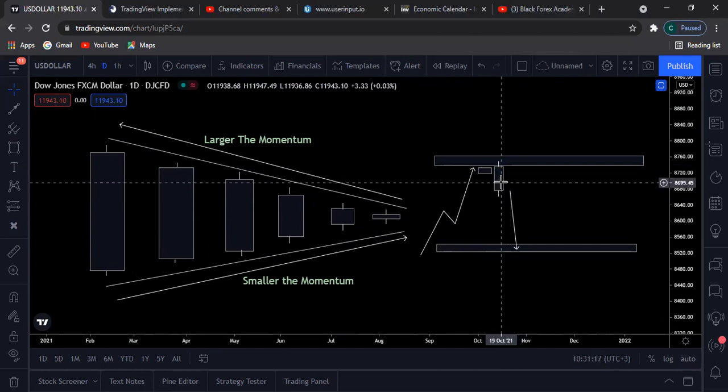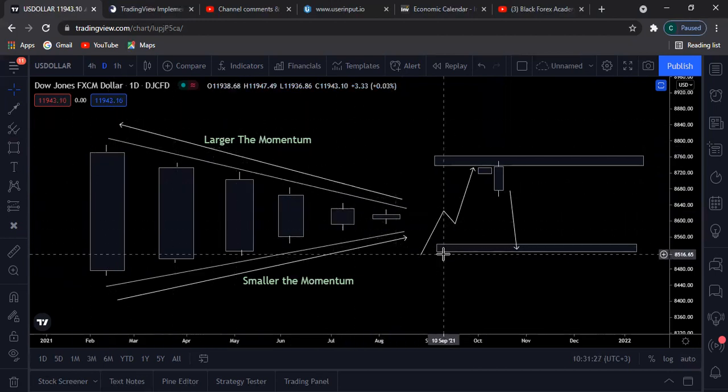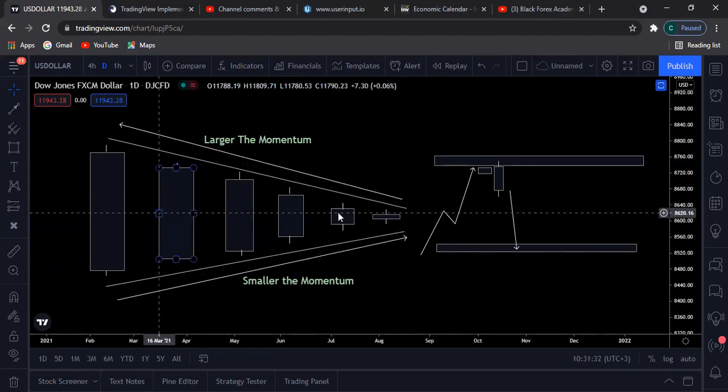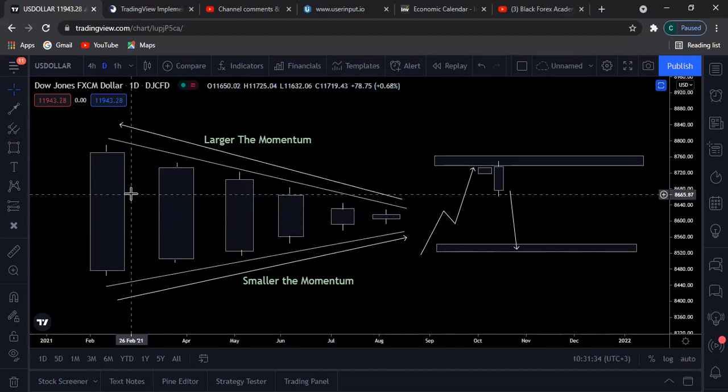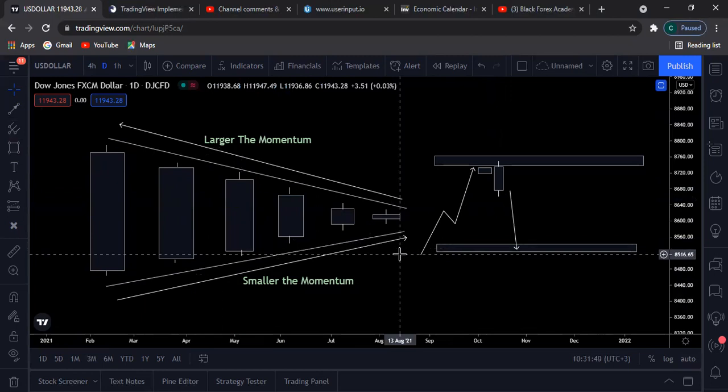So the larger the candlesticks, the larger the momentum, that means more people are taking trades in that particular direction. This is a great concept that if you understand it, it will be of great use to you, and therefore you should grasp it. The larger the candlestick, the larger the momentum. The smaller the candlestick, the smaller the momentum. Always trade where there's momentum. In the market, you want to make money.